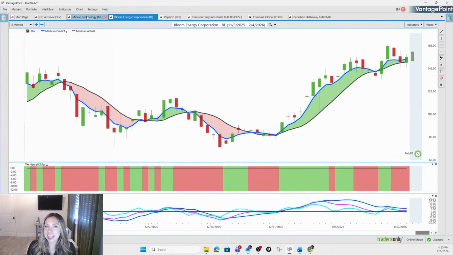Maybe something like Micron, right? Bloom, also another really great example, is like, when is this going to pop? And having stop losses can also help you to assess where you're comfortable getting out. You don't want to set them too tight, but you also don't want to give back everything that you've worked for. So there's that fine balance between the two.